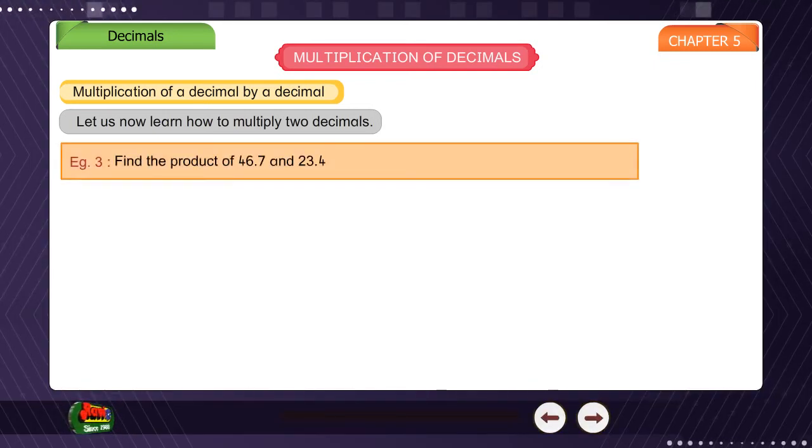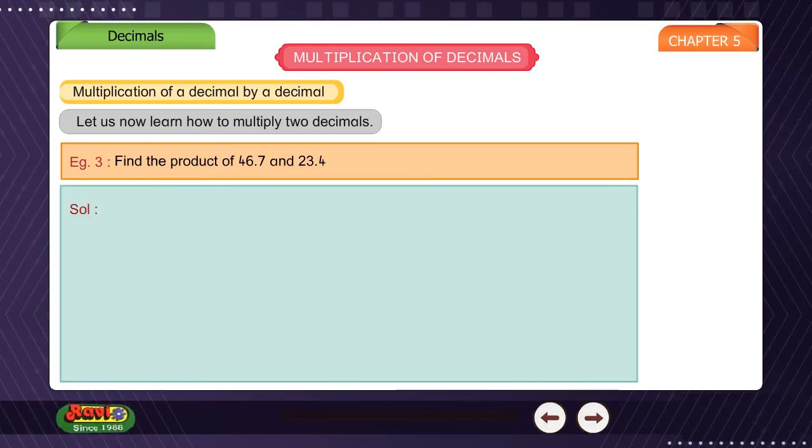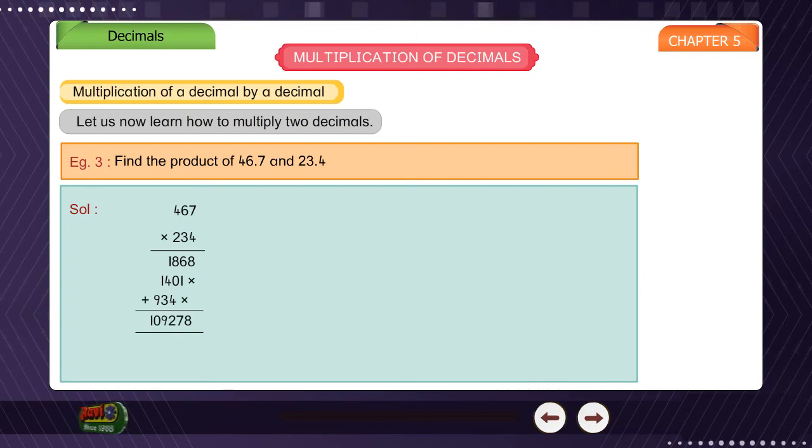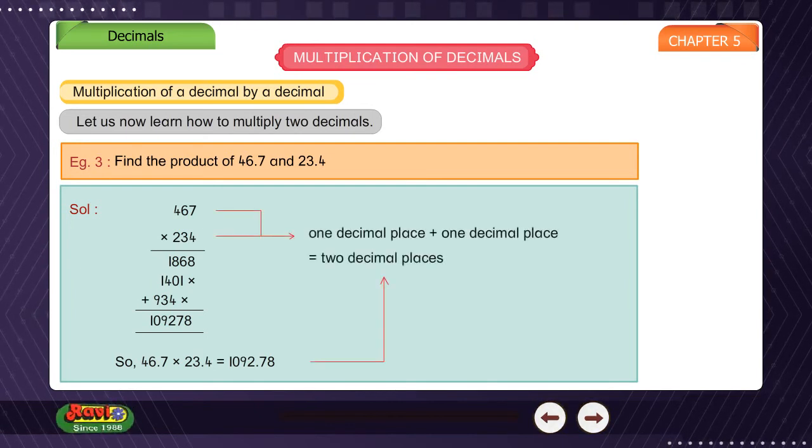Example 3. Find the product of 46.7 and 23.4. Solution. 467 into 234 is equal to 109,278. So, 46.7 into 23.4 is equal to 1092.78. One decimal place plus one decimal place is equal to 2 decimal places.